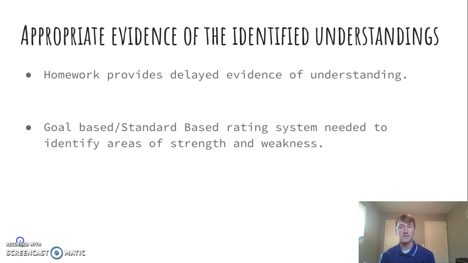In terms of organization, I want to change the way that I can identify each individual student's level of understanding. So I'd like to have some type of standards-based or goal-based spreadsheet identifying key areas of strength and weakness for each student as they align to the standards and goals and the desired results from phase 1 of backwards design.